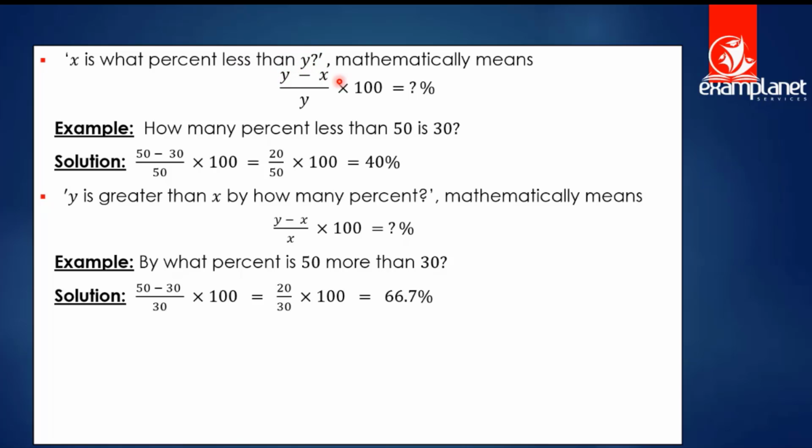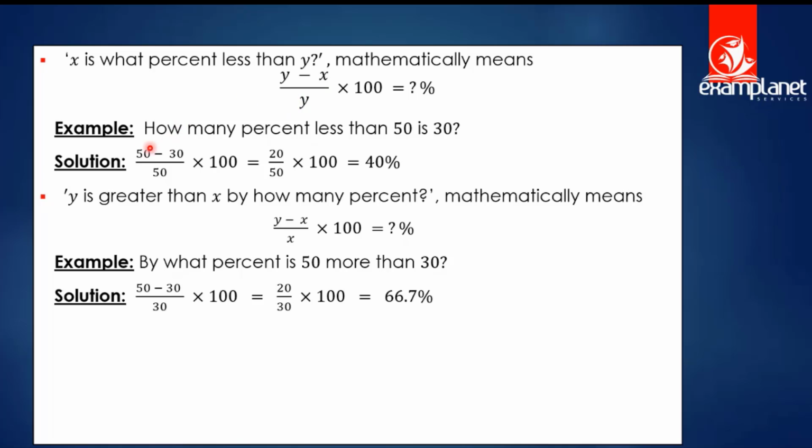So Y minus X over Y times 100 is going to be what? What will be the answer in percent? So we're able to know by what percent X is less than Y. That's by what percent of Y is X less than Y. That's what we are trying to say there.